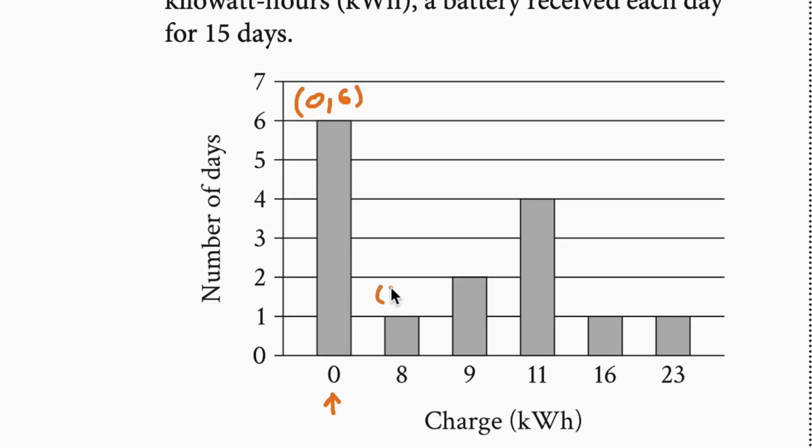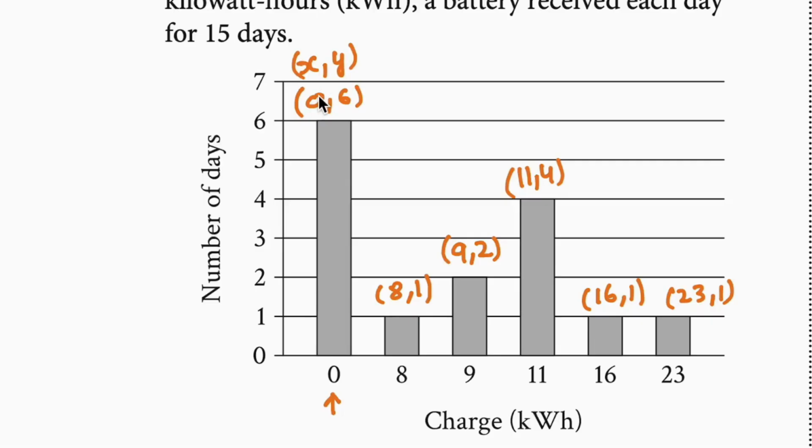8 charge is for 1 day. 9 charge is for 2 days. 11 charge is for 4 days. 16 charge is for 1 day only. 23 charge again is for 1 day. So why have I written this? Just to revise the concept of coordinates that we write. First one is the horizontal axis and second one is the vertical axis. So this zero charge is the x, and here that is the y.